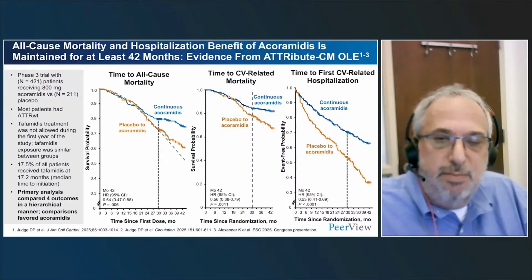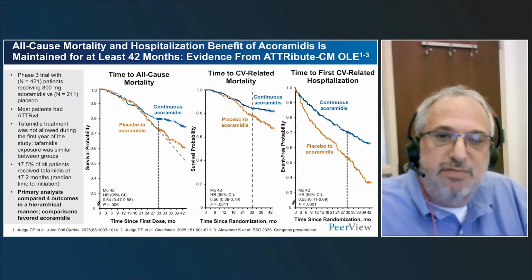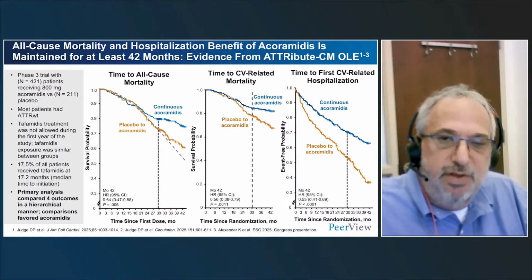And the original approach was a hierarchical 4-component Finkelstein-Schoenfeld method that strongly favored acoramidis. Way more than half of the wins were related to all-cause mortality and CV hospitalizations. And you can see here the curves that show significant effects both during the trial and during the open-label extension, with a dramatic 50%, if you will, reduction in the rate of first CV hospitalization in the population who received acoramidis versus placebo.